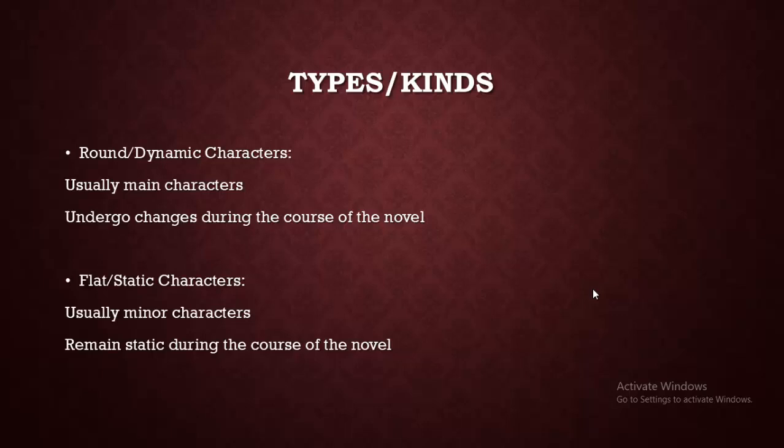The first category is round or dynamic characters. The word dynamic usually refers to something changing. So the round or dynamic characters are usually the main characters, because they undergo changes during the course of the novel or during the course of the story.